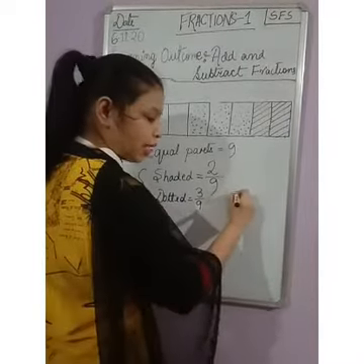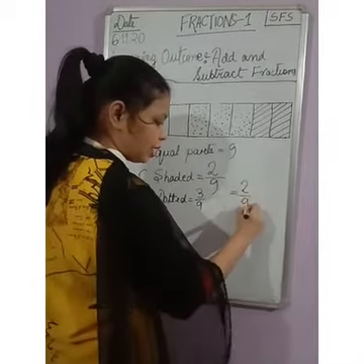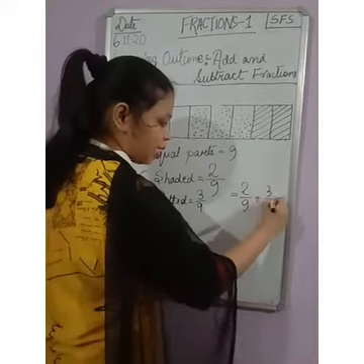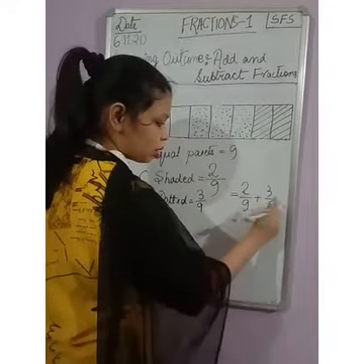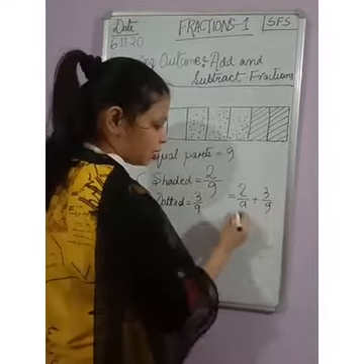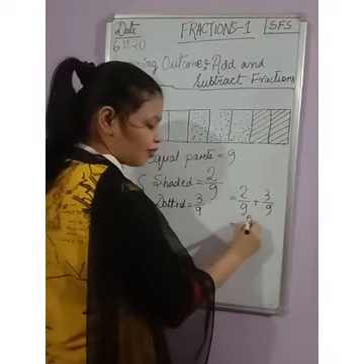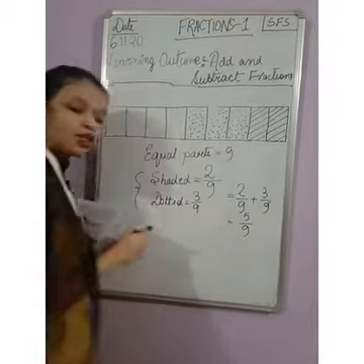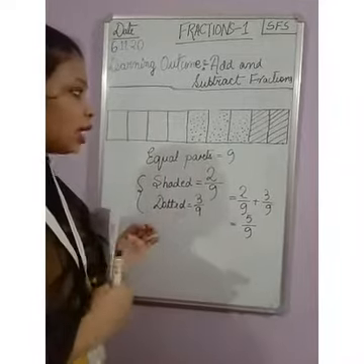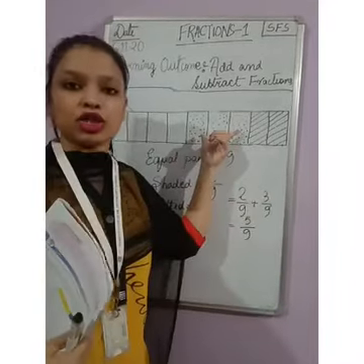So if I have to combine these two, what I will do? I will do addition, isn't it? So 2 by 9 plus 3 by 9 equals, 2 plus 3, 5. 5 by 9. So 5 by 9 represents what? The shaded and the dotted part.